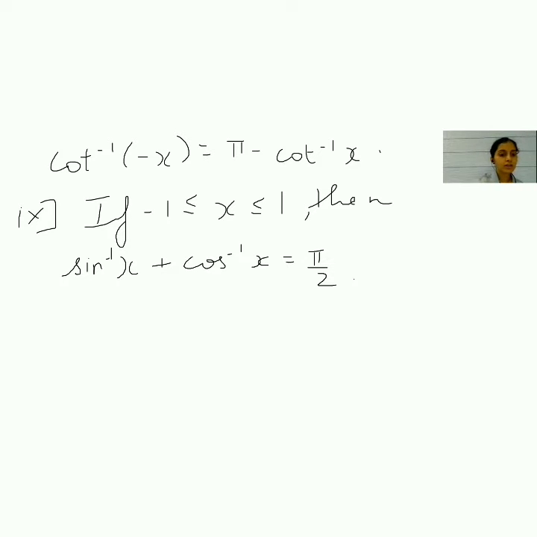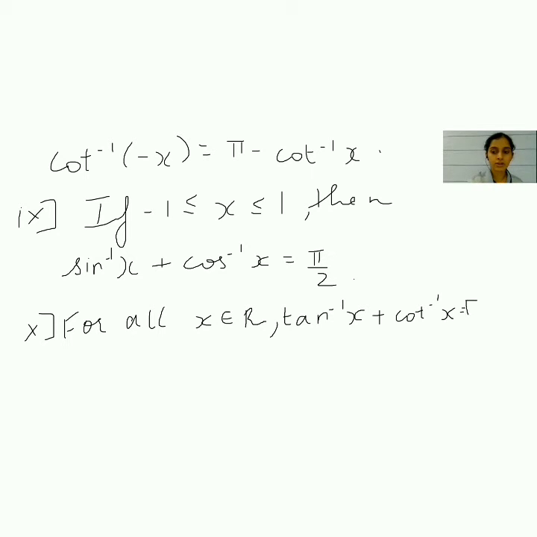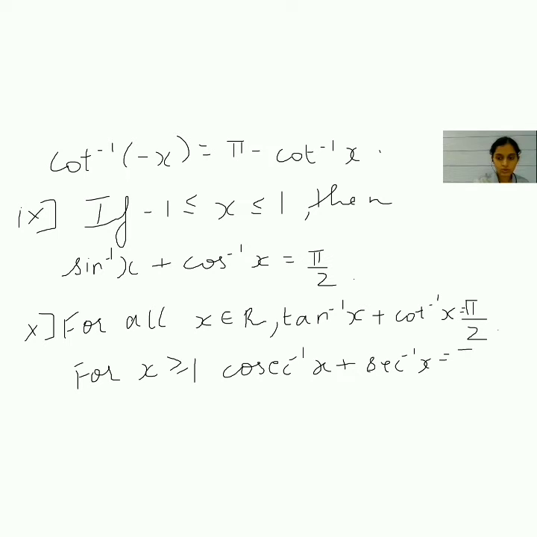So how do we write that? We put it as true for all x belonging to R. We can say that tan inverse of x plus cot inverse of x is equal to pi by 2. And for x greater than 1, cosec inverse of x plus sec inverse of x is equal to pi by 2.